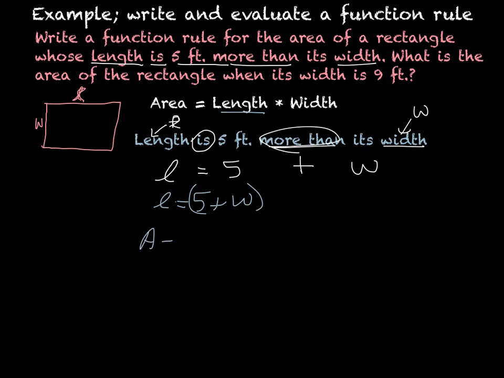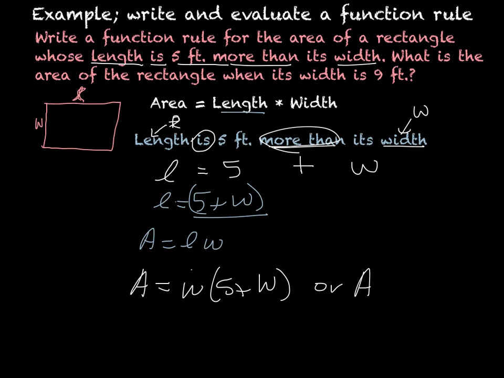So A equals length times width, and I put in my length and my width. My width is just going to be W, and my length is 5 plus W. So my final answer is my area equals W times 5 plus W. You might also write it as A equals 5 plus W times W. They are the same thing. So I don't care how you write it.